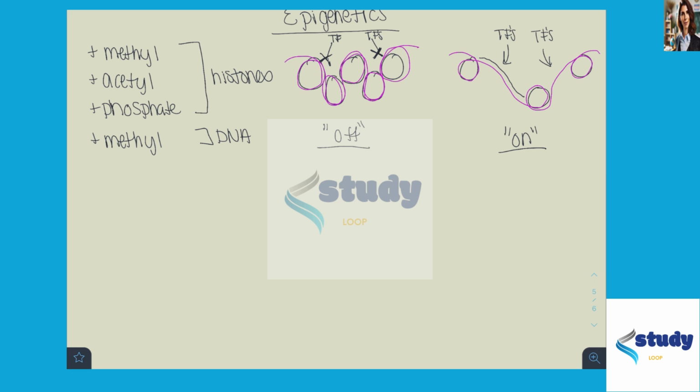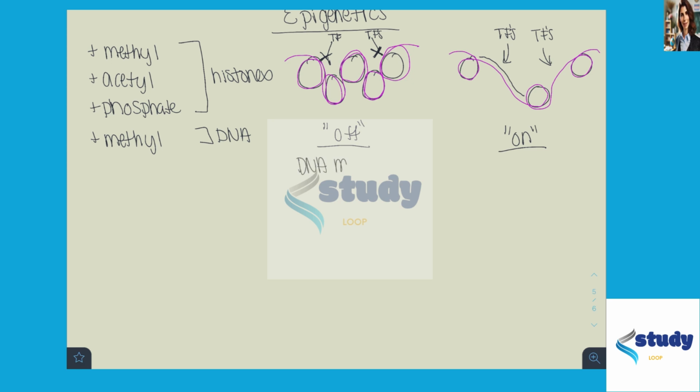So epigenetic modifications that would cause this off configuration would include DNA methylation, histone methylation, or histone deacetylation, so taking away an acetyl group.